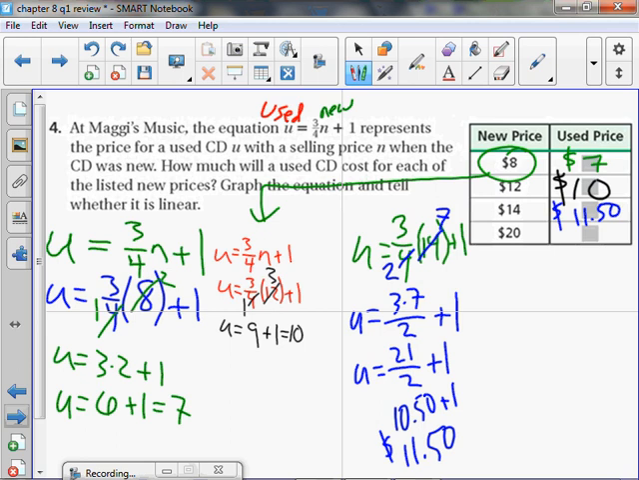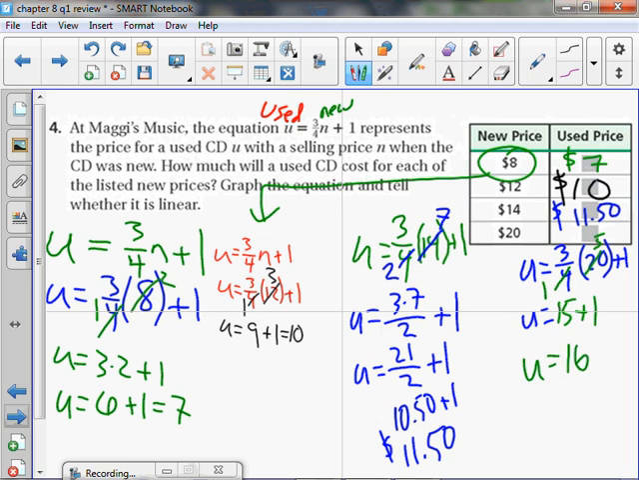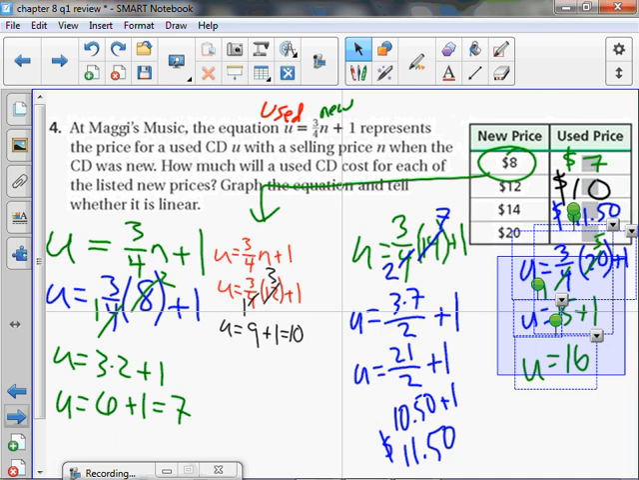And finally, for $20, U equals 3/4 times 20 plus 1. So U equals, well, I've got some cross-canceling here again. I like that. 4 becomes a 1, 20 becomes a 5. So I've got U equals 3 times 5, that's 15, plus 1. So U equals $16. I'm going to move all this down.